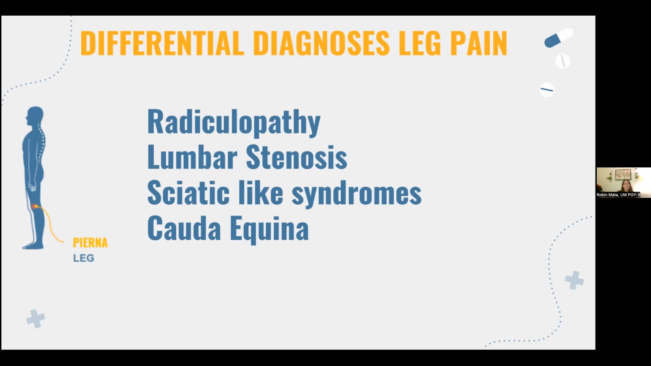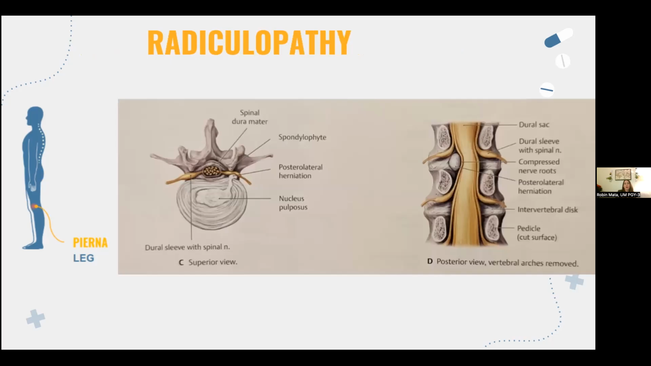Lumbar stenosis is more of like a chronic picture. It's been going on for years and years and years. Sciatic-like syndromes, very common. That can also overlap with like muscular things. And then cauda equina, less common, but obviously always have to think about that.